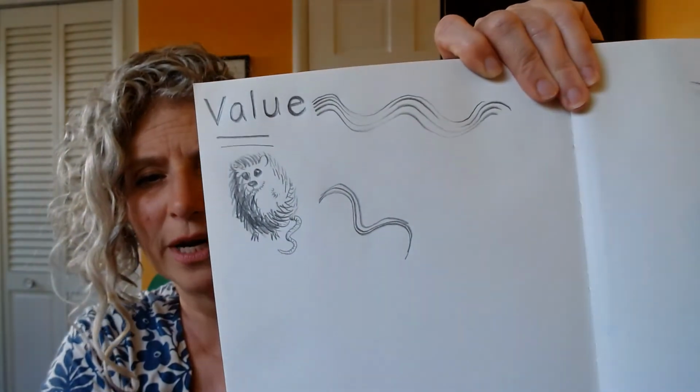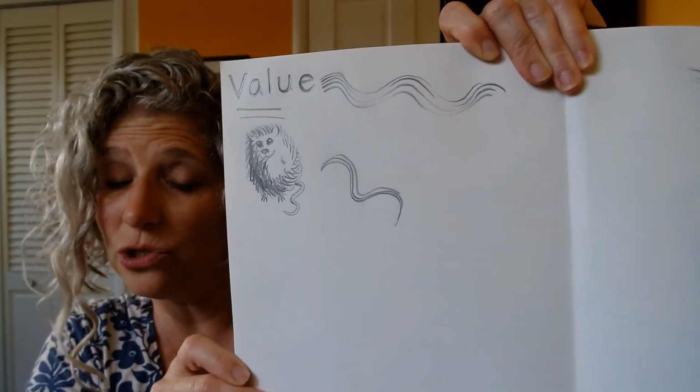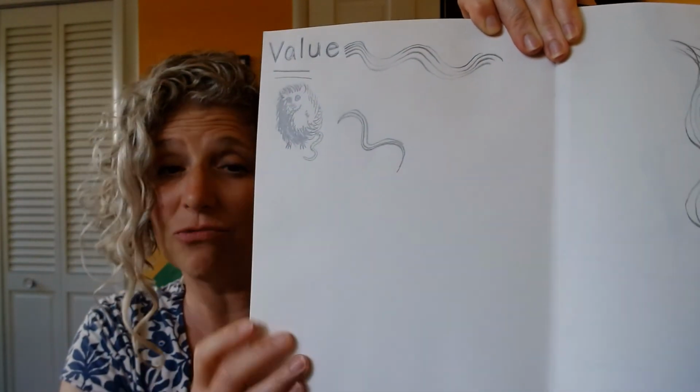Make a little short-haired creature. It could be a made-up creature, or it could be an animal that you know and love. It could even be yourself if you want to. So have fun with line and value and experiment with making all types of fuzzy, hairy creatures.